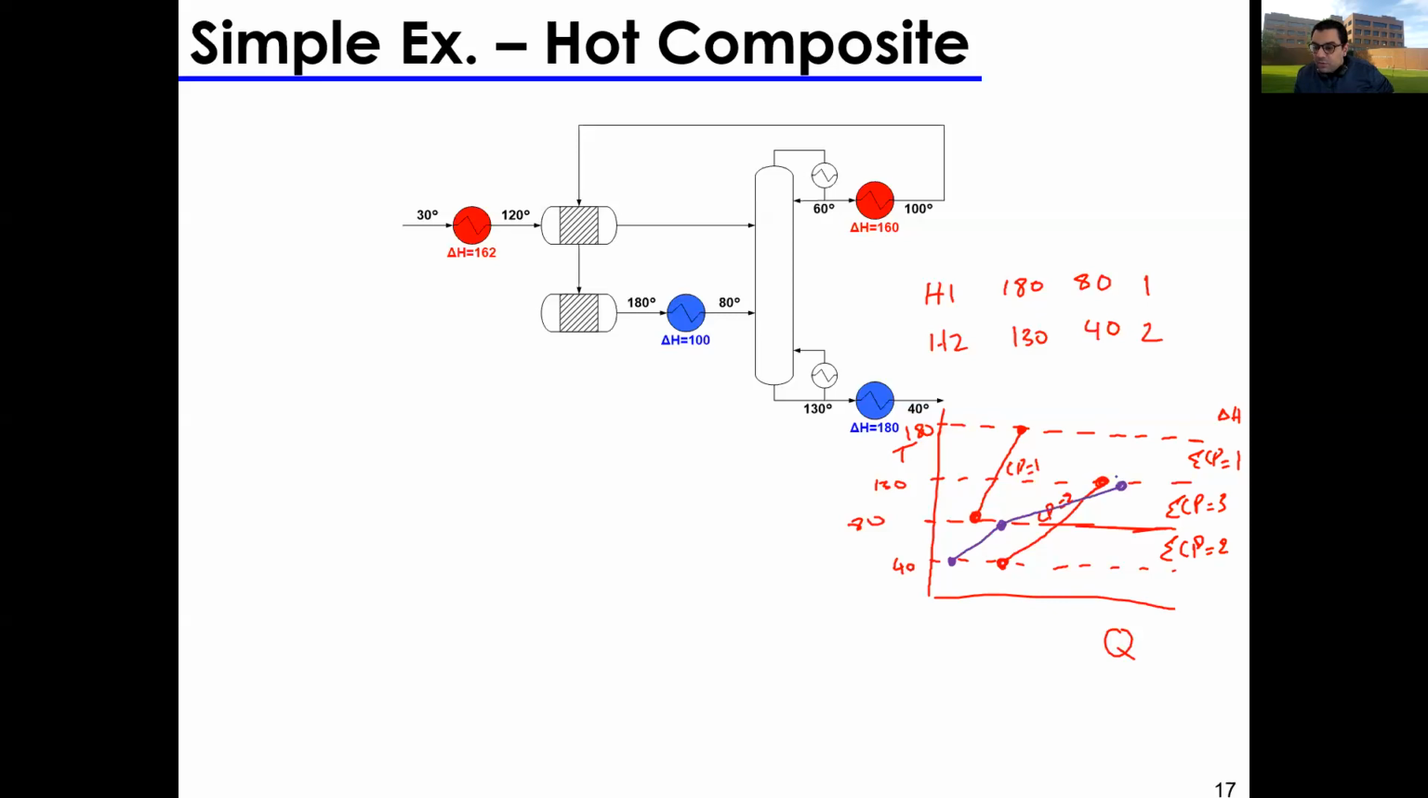And then in this interval, I need to draw a line with a slope of 1, so I draw a line with a slope of 1. And this becomes my hot composite curve, right? And this is called a hot composite curve. Okay, so this is the approach to do it.